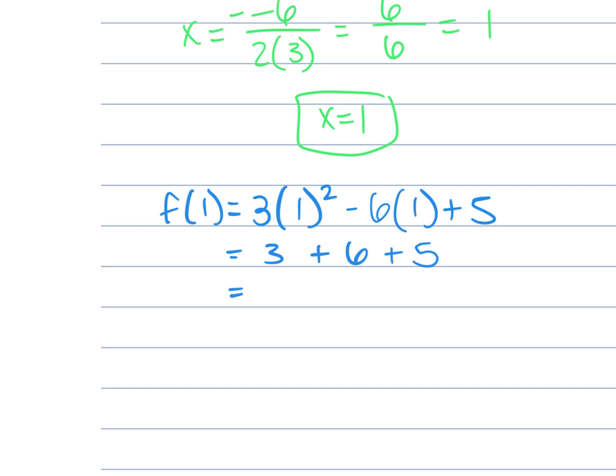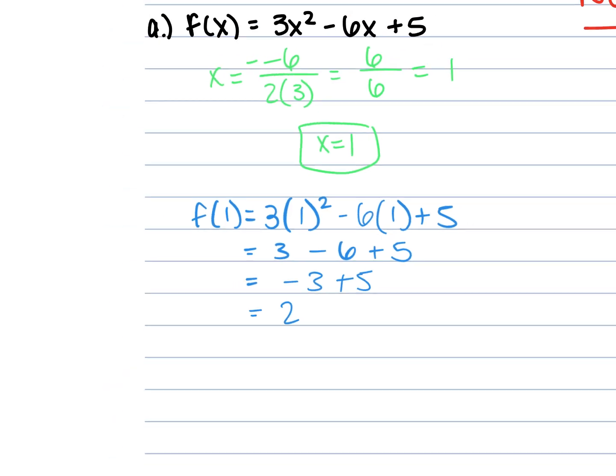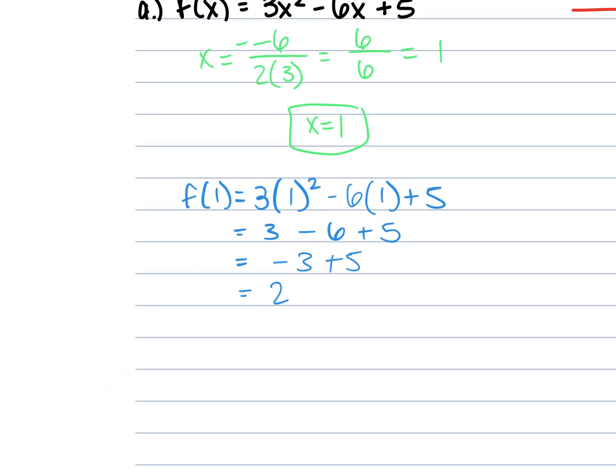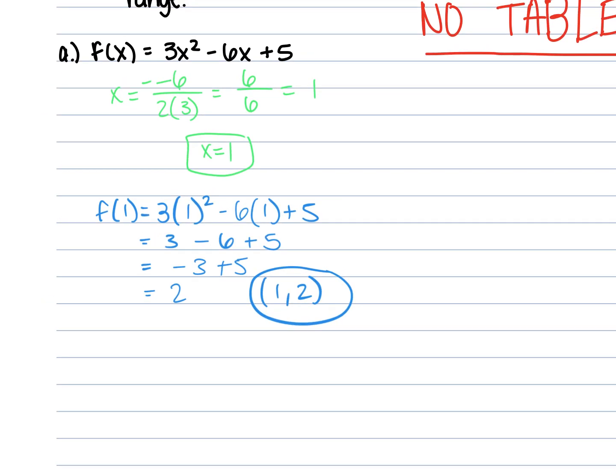And then you should get -3 plus 5, because it's -6. Correct. Negative 3 plus 5, and then you get 2. Very good. What'd you say? f of 1 equals 2. Good. So what's my vertex? 1, 2. Very good, Andrea. All right, so we have my axis of symmetry and my vertex.